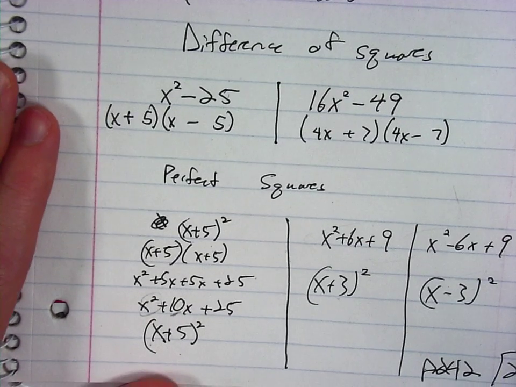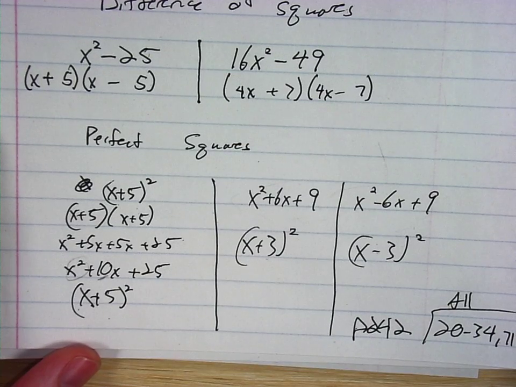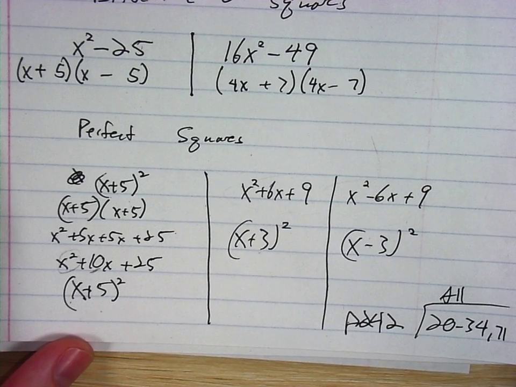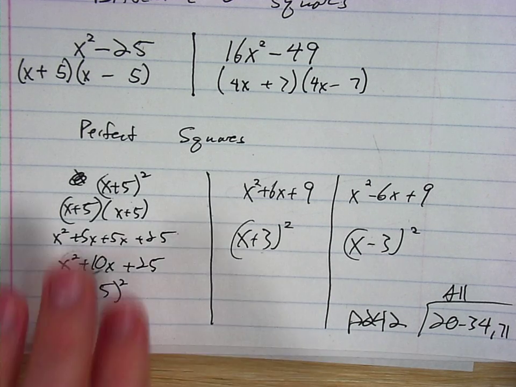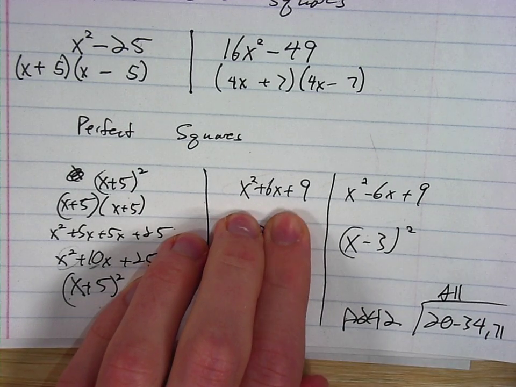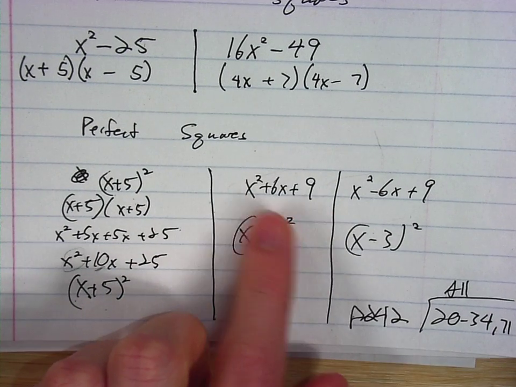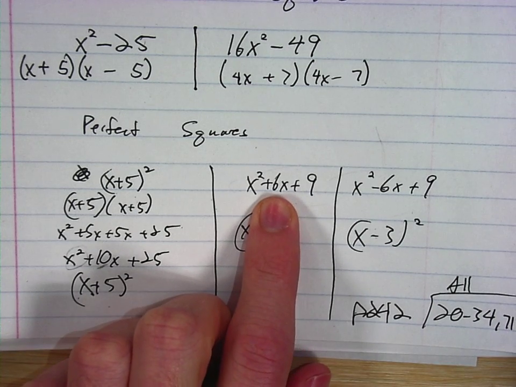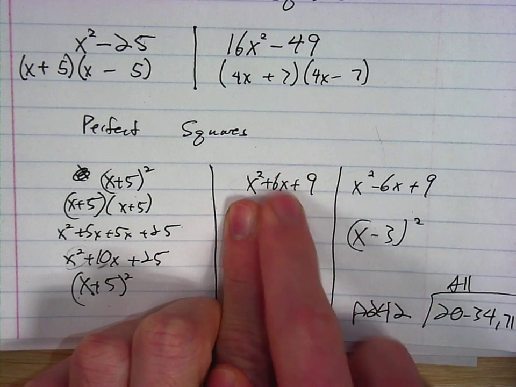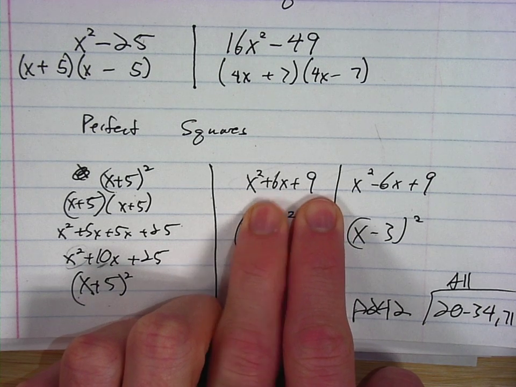There's another one that works out for perfect squares. Okay? This one's a little more difficult to see. And in fact, I think it's almost easier just to go about it the normal way. Okay? Normal way for 3 terms. Alright? But if you notice that if your middle number, if I can divide that by 2 and square it and it equals this, then you have a perfect square.